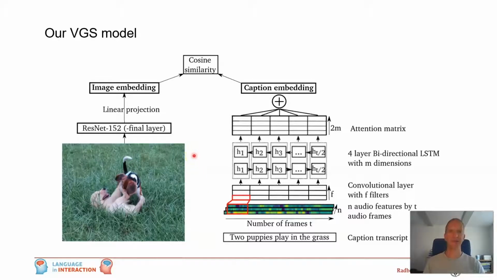So both parts of this network, in the end, output a vector representation called an embedding of either the image or of the spoken caption. And the goal of the model is to make the image embedding as similar as possible to the caption embedding, and vice versa, at least for the images and the captions that belong together.